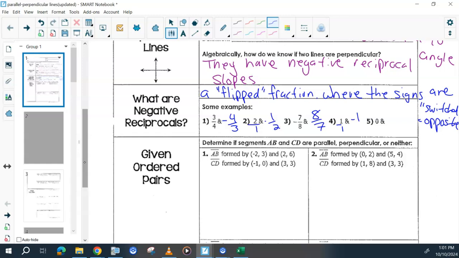Now this next one is kind of tricky. If I have 0 over 1, that's still 0. But if I flip that and make it negative, what is negative 1 over 0? See if it's 0. It's not 0 either. It's a type of slope that we talked about: undefined. So when you see a 0 and an undefined, those are negative reciprocals, even though they don't look like the others. We just have to keep that in mind.